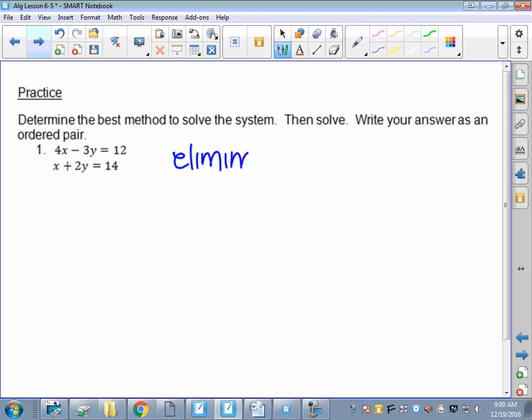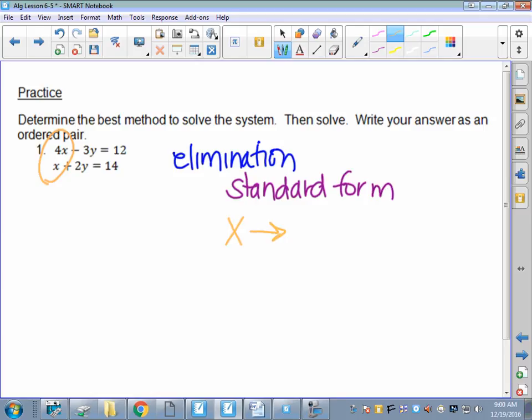Number 1, everything is nice and neat and lined up and in standard form. Notice how our x's are lined up, y's, equal signs, and numbers. I also noticed that if I wanted to eliminate the x's, I would have to multiply the second equation.